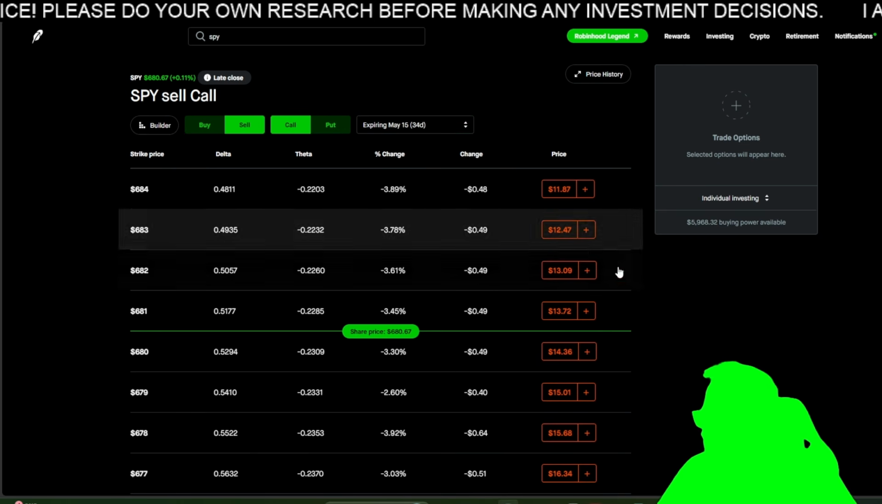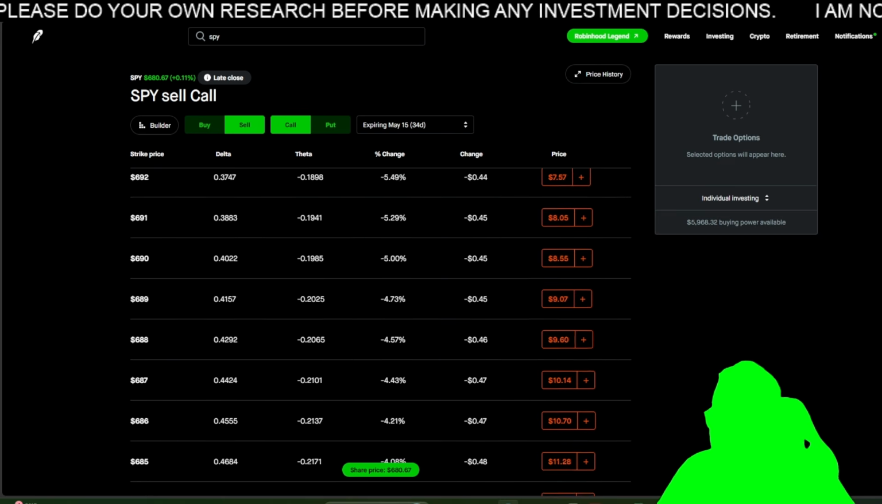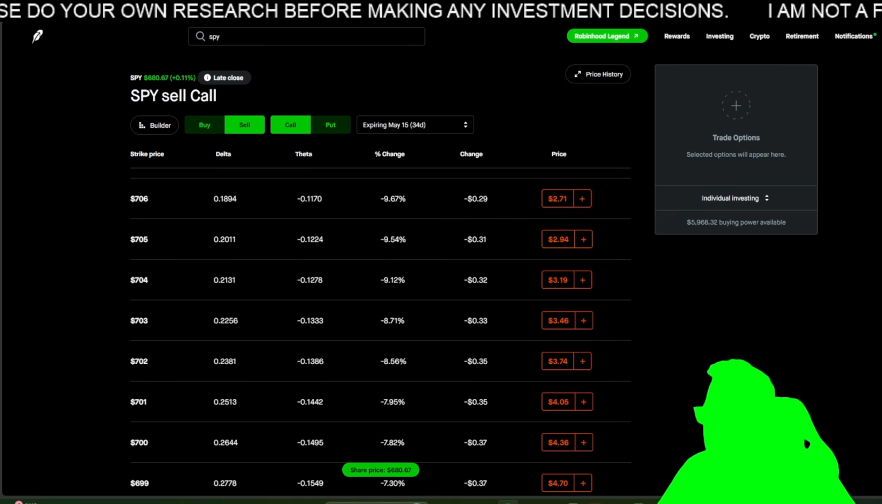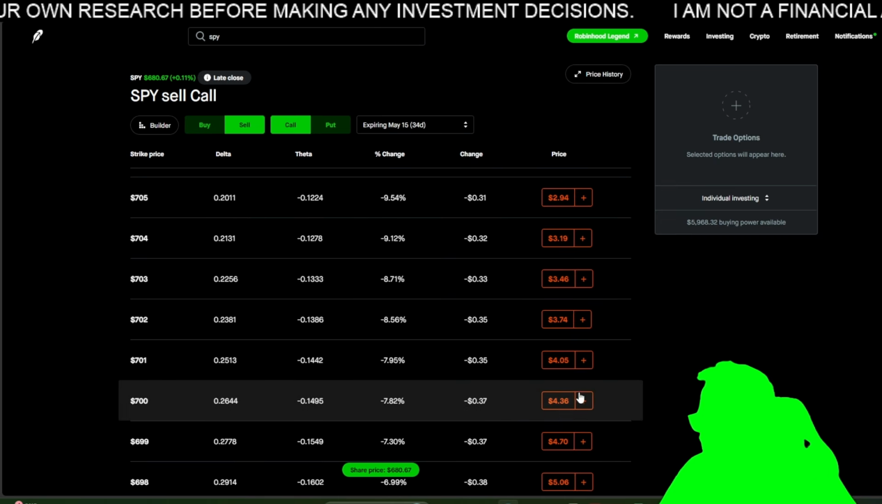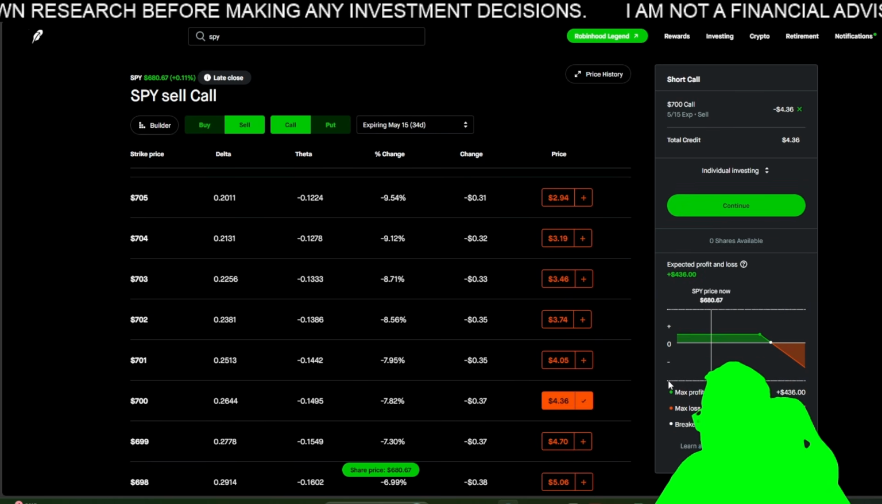So what you'd want to do here is that you would want to go ahead and say, I think that SPY won't go between now and May 15th. I think SPY won't go to, let's say like that $700 mark, for example. So I think SPY won't go to the $700 mark.